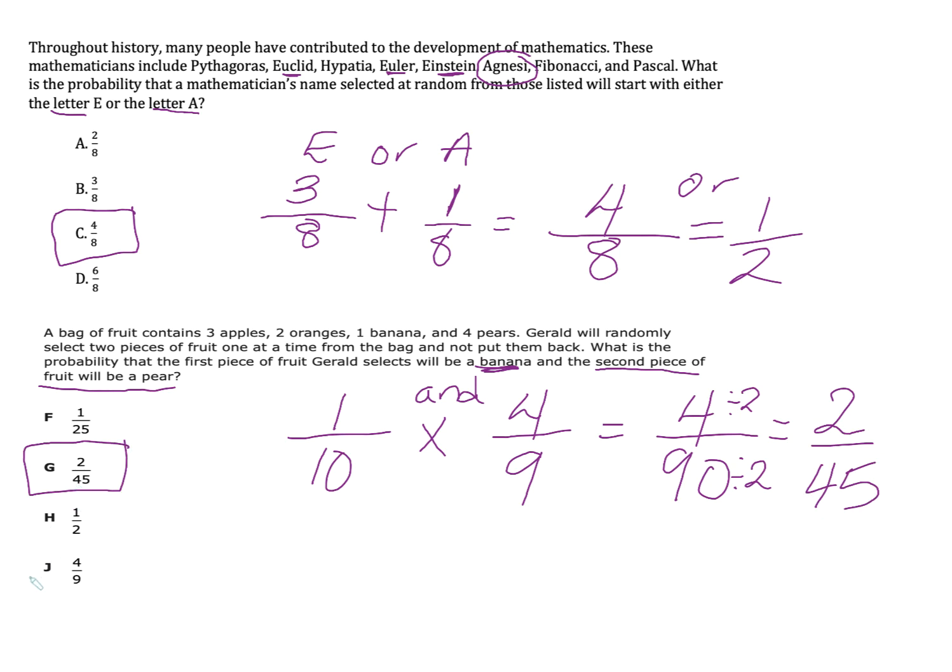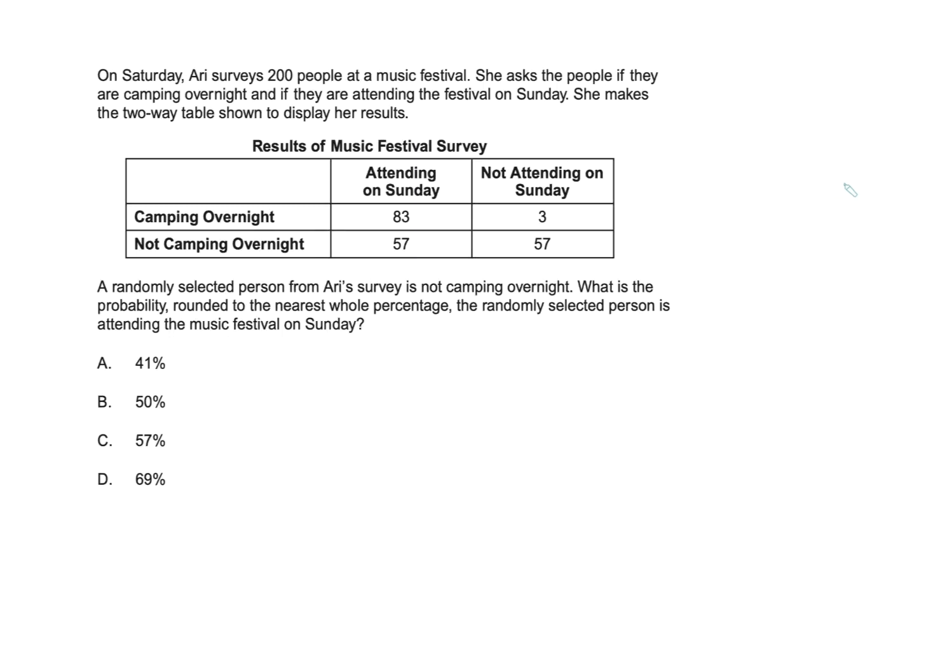So when it comes to conditional probability, if you see the word "or," you add. If you see the word "and," you multiply. This is what we call a bivariate categorical data table, and this is what we call a two-way table. These are a little bit tricky, but you have to read carefully.